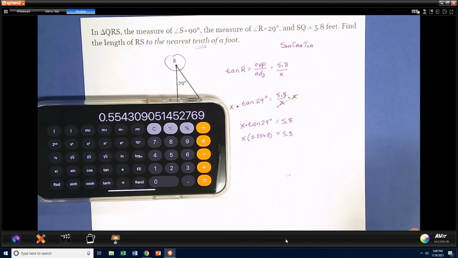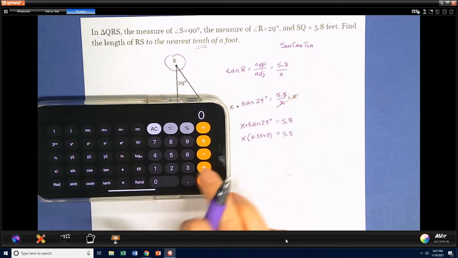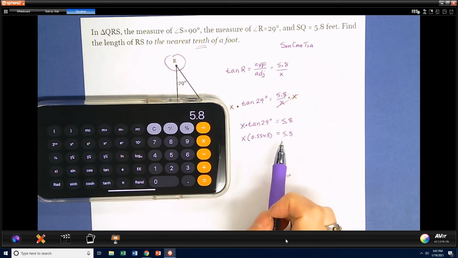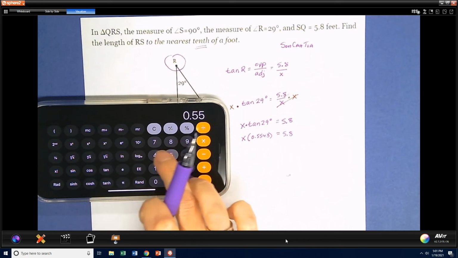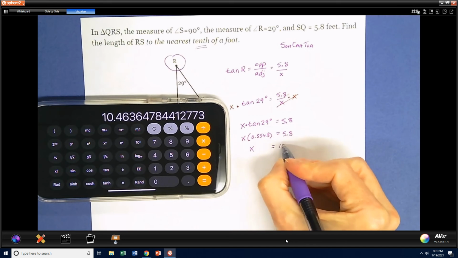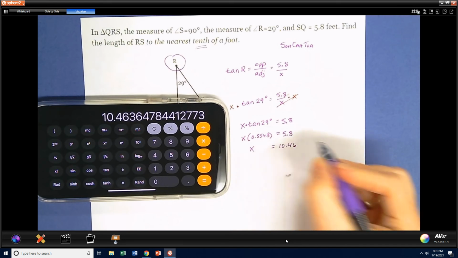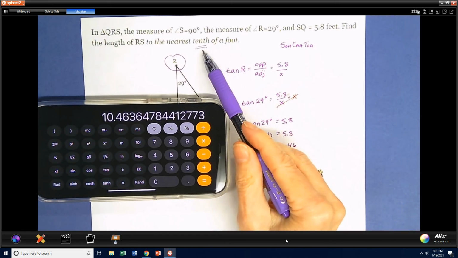I could divide by the rounded off decimal. It's going to be fine. There's a way to do it on the calculator to preserve it using this 1 over x. You could do 1 over it, but we'll get there another day. So I'm just going to clear and do 5.8 divided by 0.5543. And I get that x is equal to 10.46.